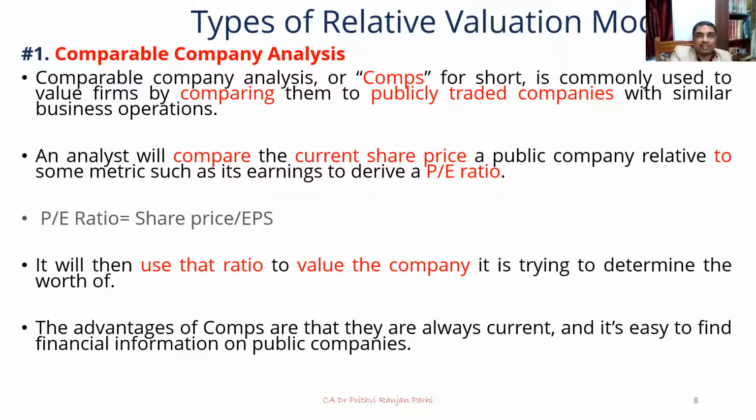After that, we'll compare the current share price to some metrics. It may be the P ratio, it may be some other ratios. On that basis, we'll find out the value of the company. For example, for this P ratio a listed company's value is this much, my company's P ratio is this much, so what should be its value? That will be computed. This is called comparable company analysis. Here the comparison is made with publicly traded companies.